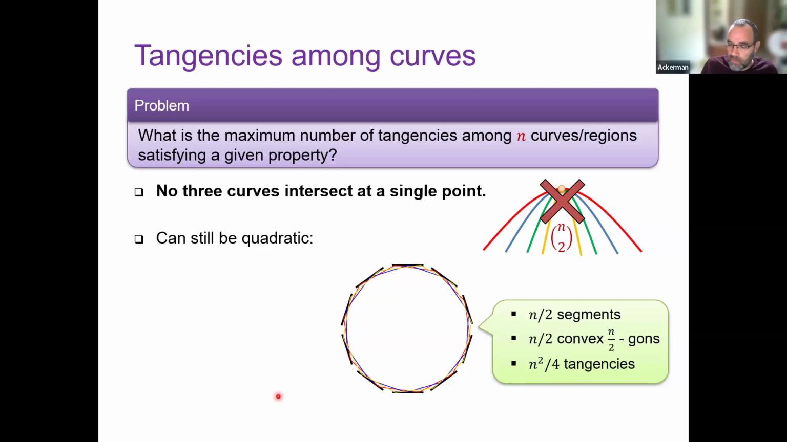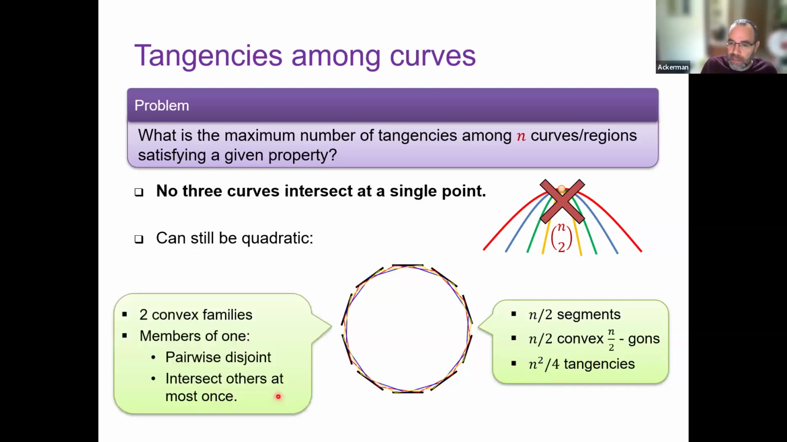Now, one thing to note about this example is that we have 2 convex families, the segments and the polygons. The members of one family, the segments, are pairwise disjoint, and they intersect the polygons, each polygon at most once, actually exactly once. So one can ask, if we force the other family to also satisfy one of these properties, can we get fewer tangencies? And indeed, the answer is yes.